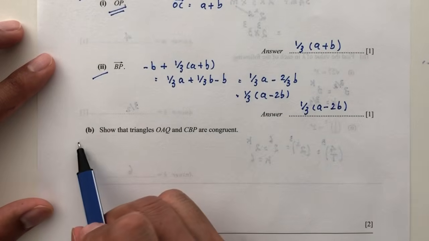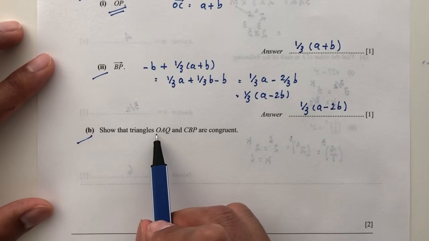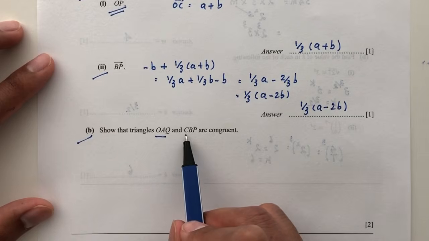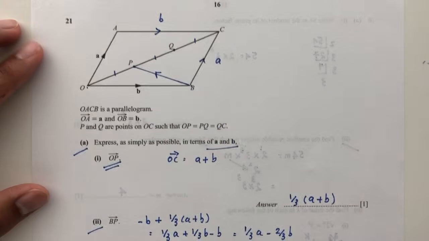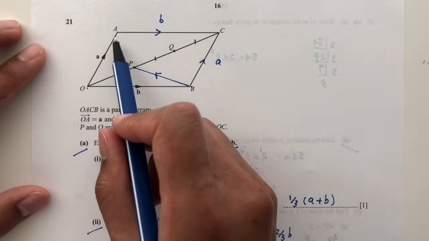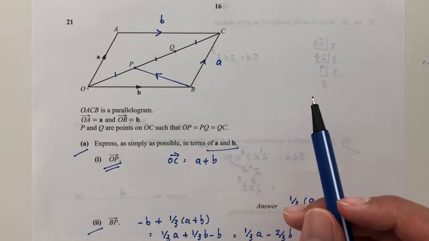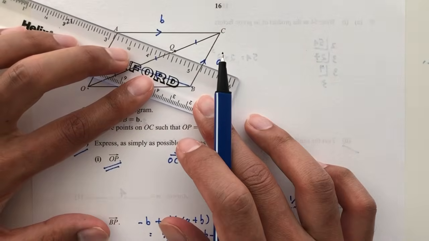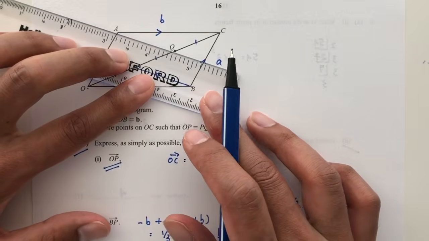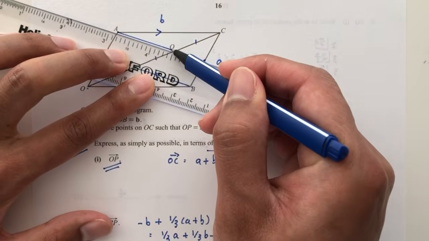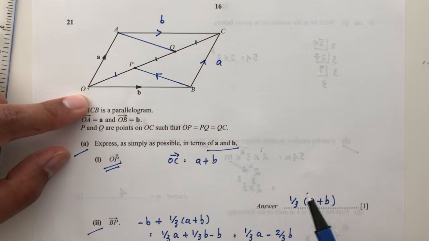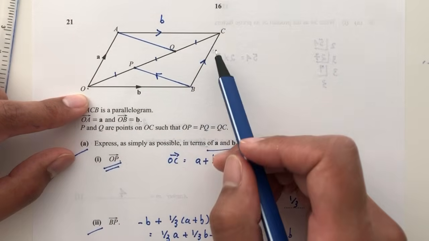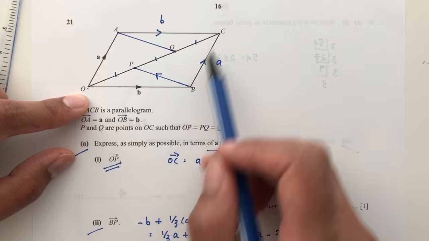Now part B, show that triangle OAQ and CBP are congruent. So where is OAQ? So this is OAQ, that's the first triangle, and CBP. So these two triangles.